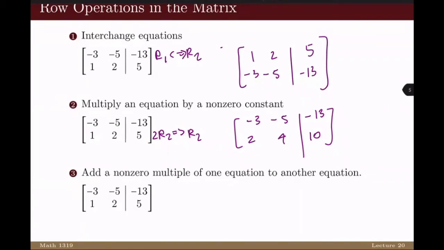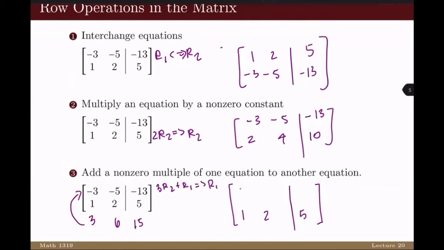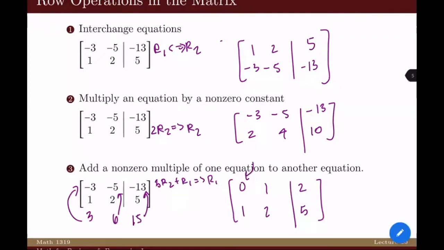All right. The bottom row 2 is not going to change. And we're going to add 3 times the bottom row to the top row to get our new top row. So if we multiply the bottom by 3, that would get us 3, 6, 15. We want to add that to the top row. So 3 minus 3 is 0, and then 6 minus 5 is 1, and then 15 minus 13 is 2. So these are called row operations. All right, let's move on.